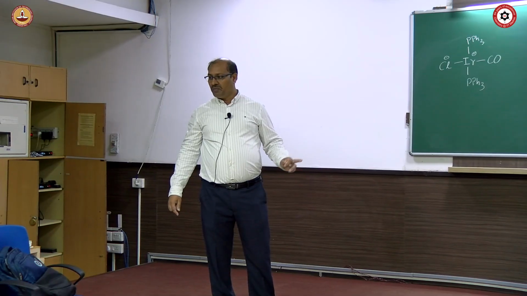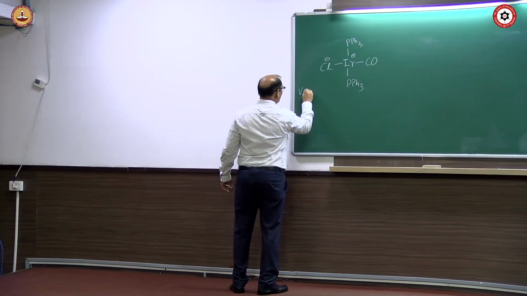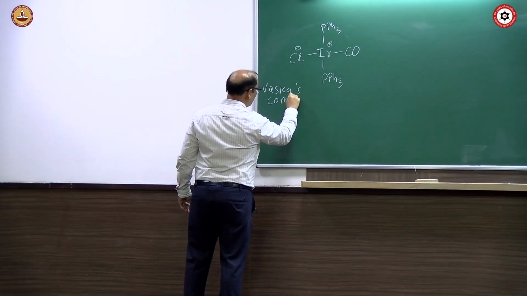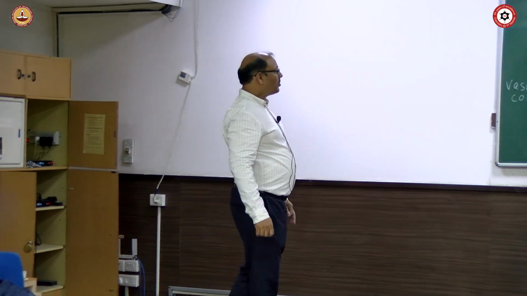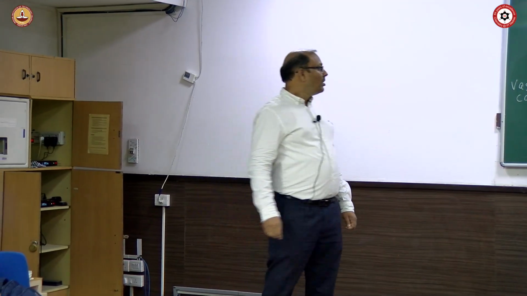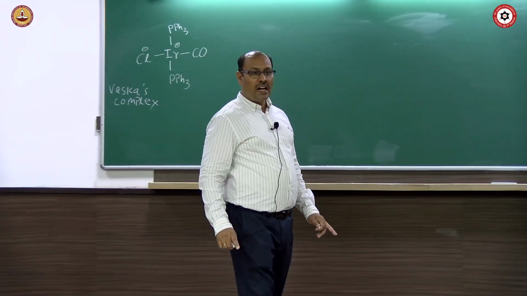This compound has a name. Do you know what is the name? Are you aware of this name? Vaska's complex? No? This is called Vaska's complex. Iridium, 2 triphenyl phosphine in trans position, CO and Cl, a 16 electron compound. So this is a 16 electron compound. This reacts with hydrogen.